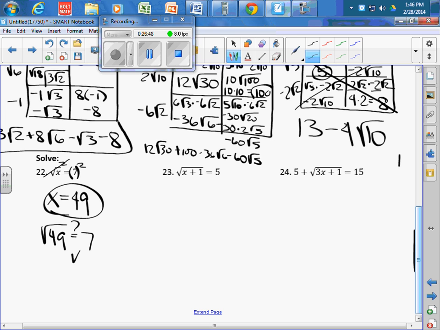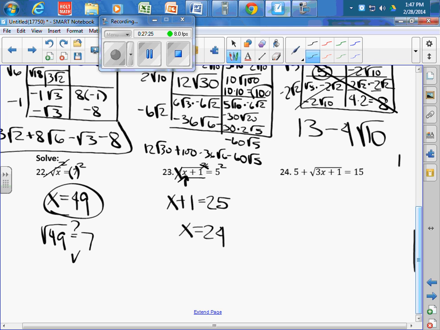In number 23, are there any numbers outside the radical on the left side? Any numbers outside that we need to clear away? No. Square both sides. Remember that the square cancels out the radical. You are left with x plus 1 equals 25. Subtracting 1 from both sides, you get x is equal to 24. Do a mental check here. Take 24 plus 1. That's 25. What's the square root of 25? 5. It checks out.